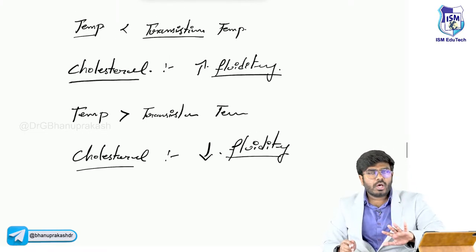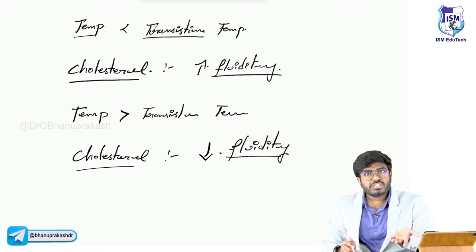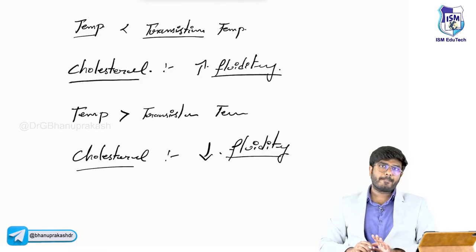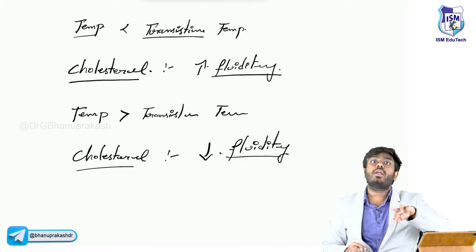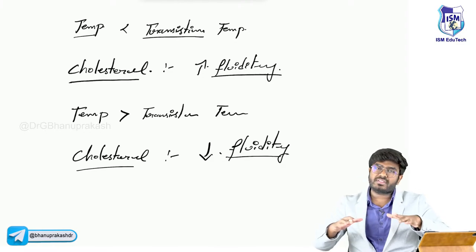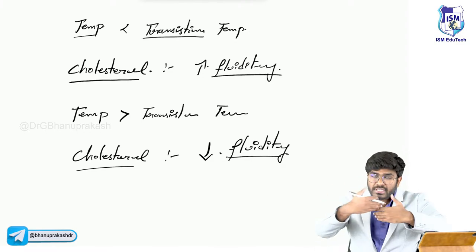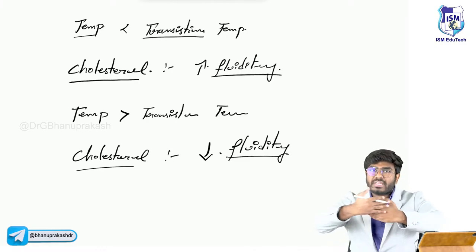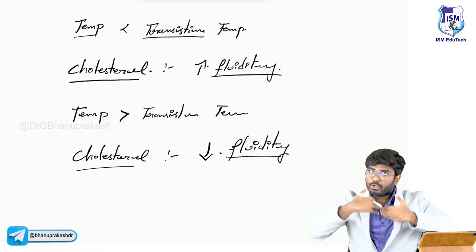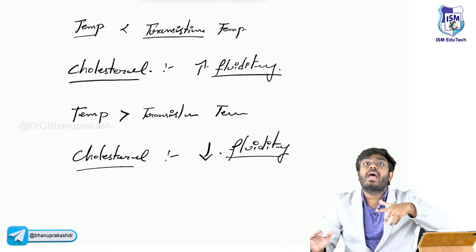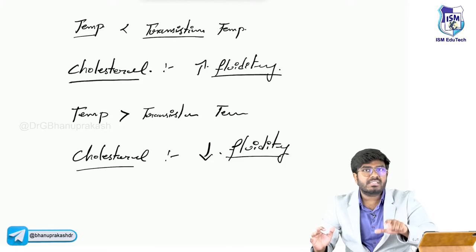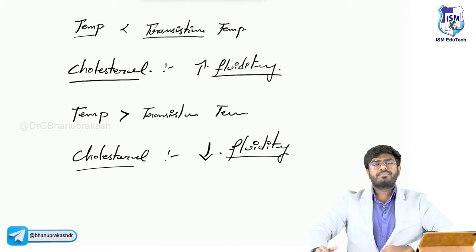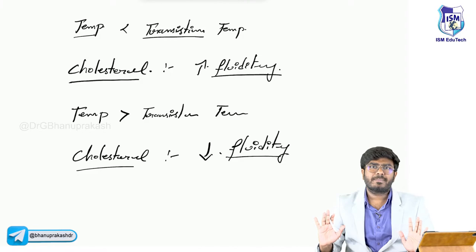So cholesterol can decrease the fluidity, and cholesterol can also increase the fluidity. So that's why it is called a fluidity buffer. It can do both. It can maintain the fluidity of the cell membrane for phagocytosis or exocytosis, for both endocytosis and exocytosis. You need to have good fluidity in the cell membranes. Who will mediate the fluidity? Cholesterol molecules. Simple, sir. Okay.